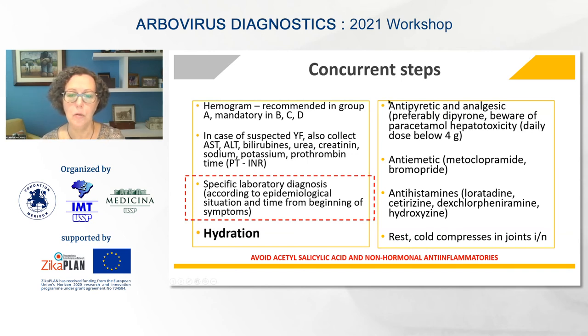In parallel, you can also prescribe and start treating the symptoms, like the fever and pain, with antipyretic and analgesic. You have to avoid the salicylates and non-steroidal anti-inflammatories. If the patient is vomiting or has nausea, start an antiemetic or antihistaminic, or if they have severe joint pain, rest and cold compresses on the joints. So according to the symptom presentation, just to really have the patient get some relief of the symptoms.